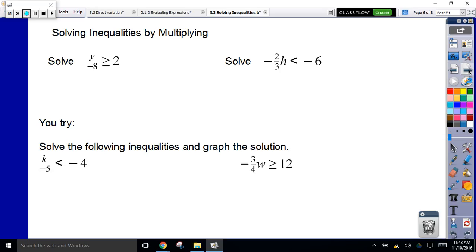Okay, next step is solving inequalities by multiplying. So we have y divided by -8 is greater than or equal to 2. To get rid of the -8, what do we need to do? Angelina? Multiply. Good, by -8. She got that negative in there. So we're going to multiply both sides by -8. Now when we multiply by a negative number, we have to do what? Change the sign. So we have y is less than or equal to -16.